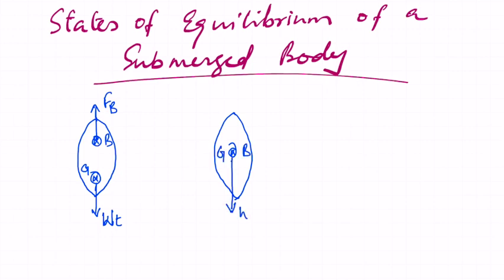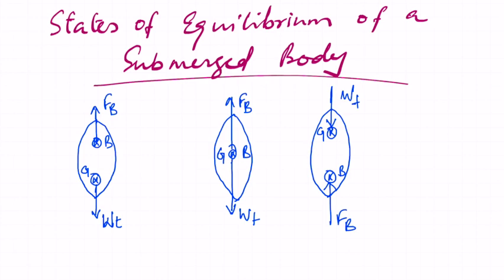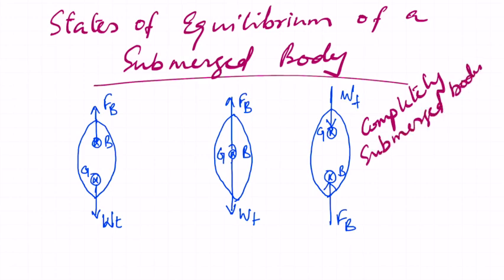So I'm repeating the cases here. As you can see, the center of gravity below the center of buoyancy will be a stable equilibrium, and force of buoyancy and center of gravity acting at the same point will be a neutral equilibrium, and center of buoyancy below the center of gravity will be an unstable equilibrium. You should notice that for a completely submerged body, the force of buoyancy will be equal to the weight. So Fb is equal to the weight of the body.